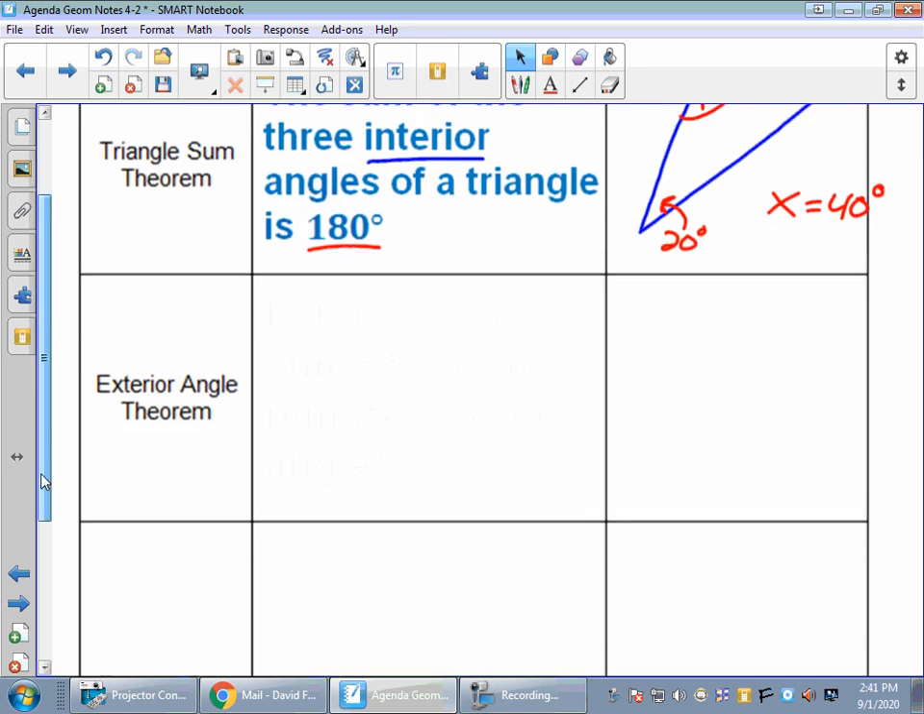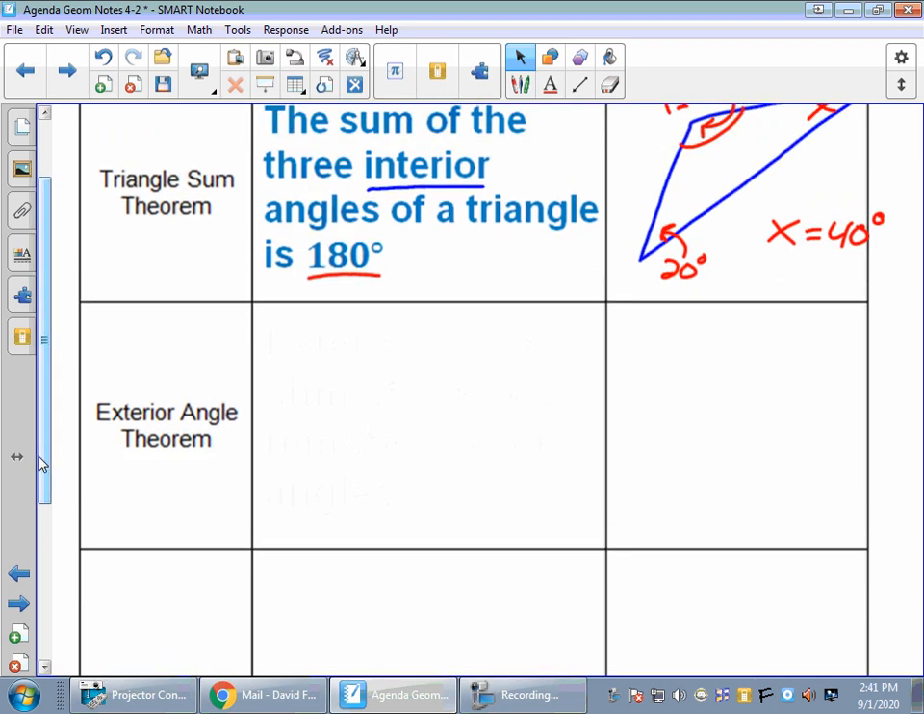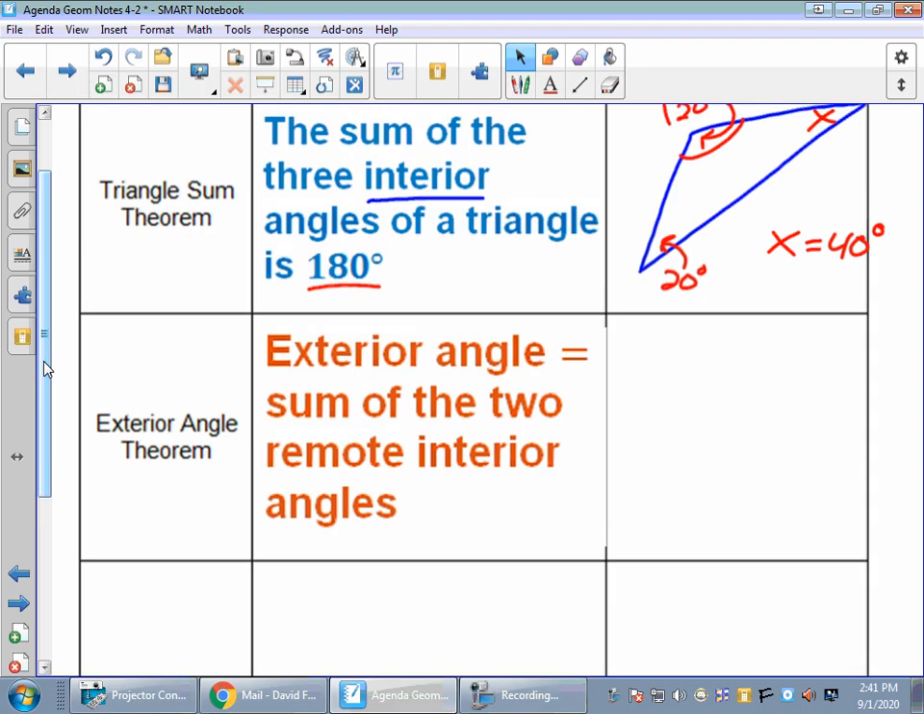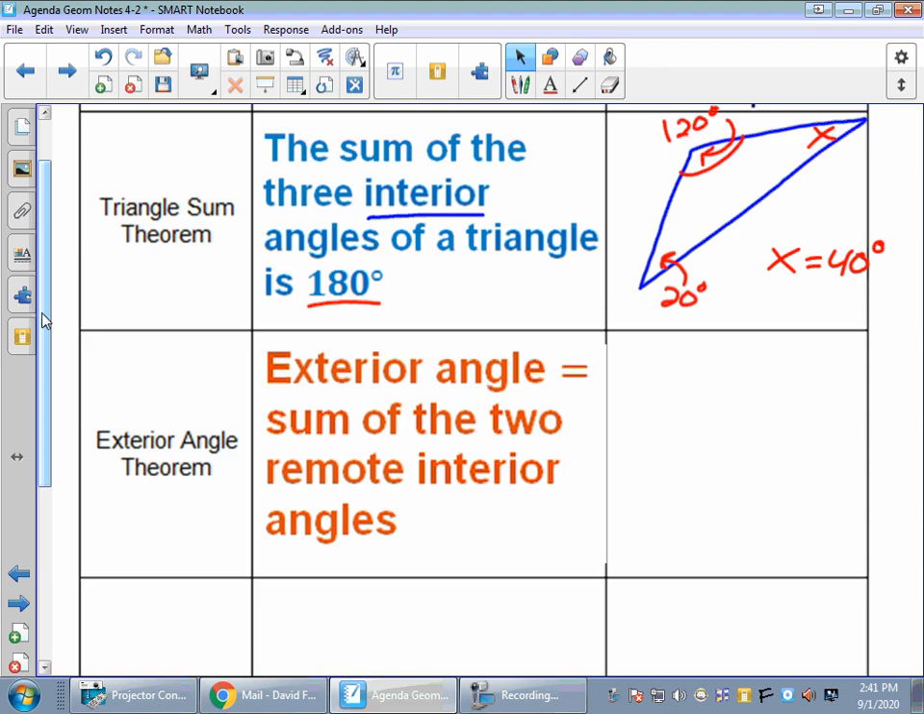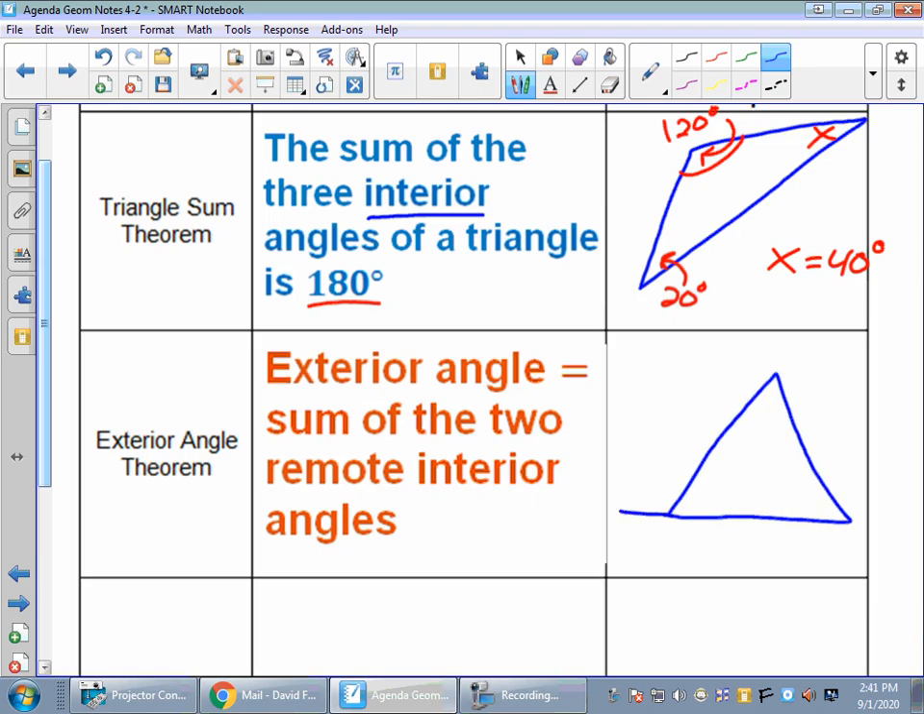Okay. The next theorem we're going to discuss is the exterior angle theorem. And this one basically says your exterior angle is equal to the sum of the two remote interior angles. Okay. So if we just had an example here, let's just draw a triangle, and then let's just extend this side out here so we can have our exterior angle. And we'll say that that's x. And then we'll call this interior angle here y. And then we'll say that these are 50 and 60.